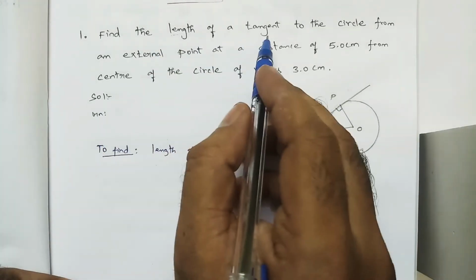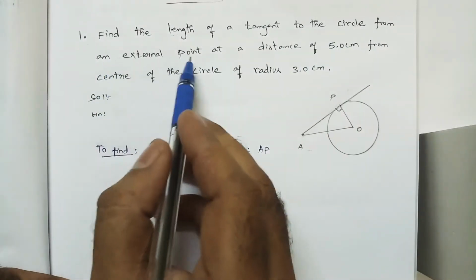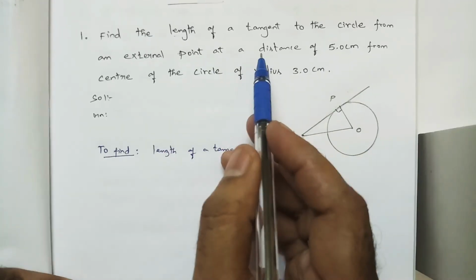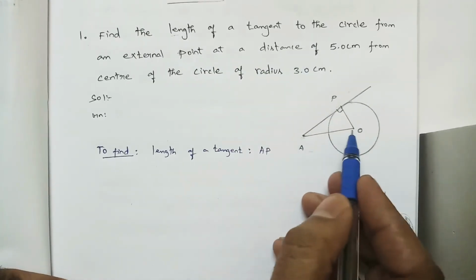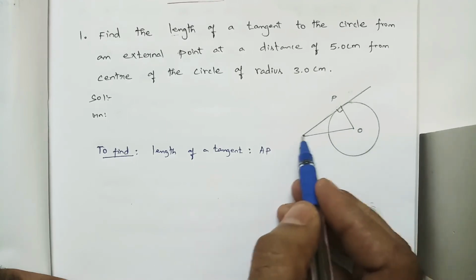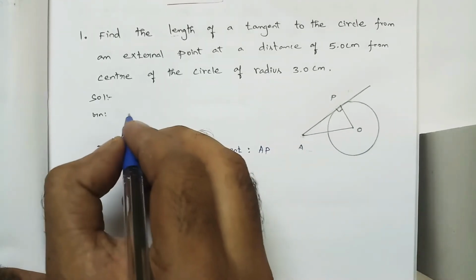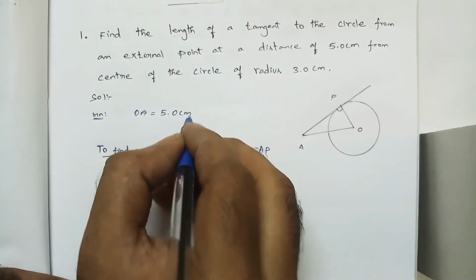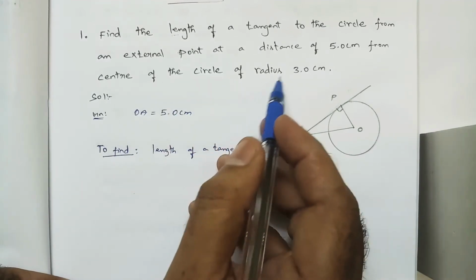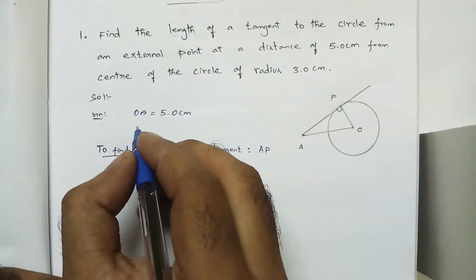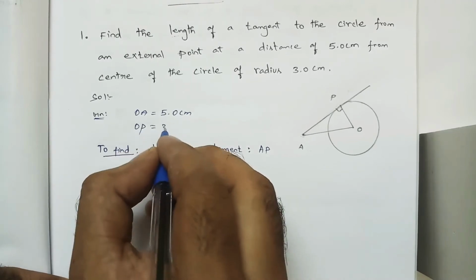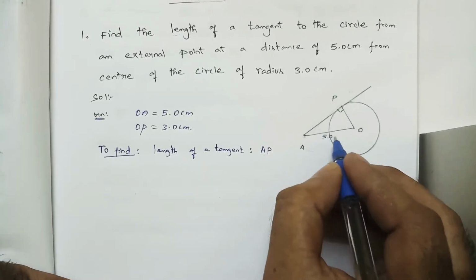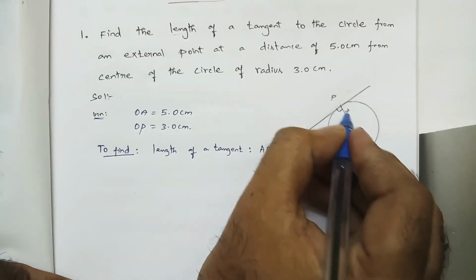Okay, we only want to find the length of the tangent to the circle from an external point at a distance of 5.0 centimeter from the center. The external point and the center point distance is 5.0 centimeter, that means given OA is equal to 5.0 centimeter, from center of the circle of radius 3.0 centimeter. Radius is OP, that is 3.0 centimeter. So OA is equal to 5.0 centimeter, and OP is 3.0 centimeter.